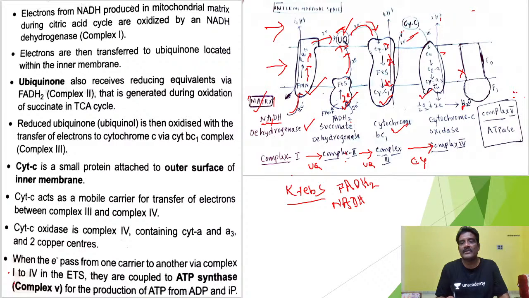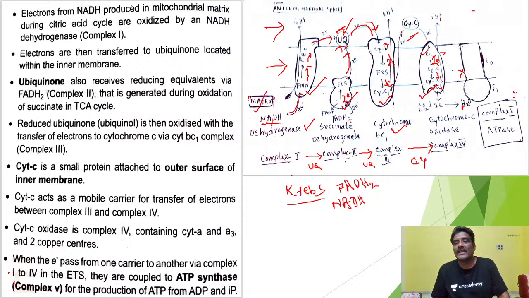Just like ubiquinone, cytochrome C receives the electrons from complex 3 and transfers the electrons to complex 4. Complex 4 is cytochrome C oxidase. The cytochrome C oxidase contains 2 copper centers, this is one copper center, this is another, and also the proteins cytochrome a and a3 are there. So the electrons make their way like this. That point you have to remember: electrons move through the copper centers.